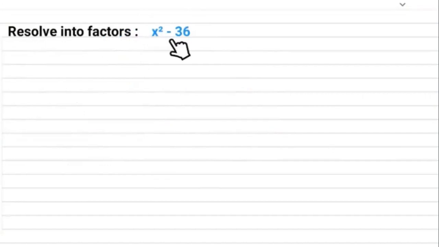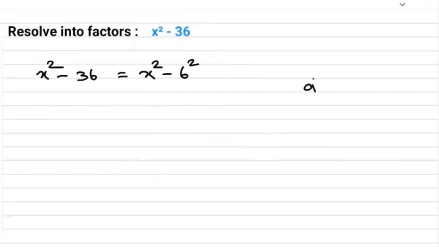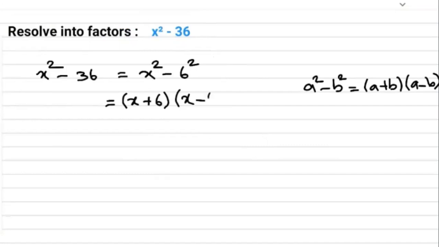Now using identities we are going to solve. x² − 36. So 36 can be represented as 6², right? 6 into 6 is 36. So this is in the form a² − b², which is equal to (a + b)(a − b). In the place of a we have x, and in the place of b we have 6. We are going to just replace. So (x + 6)(x − 6). That's it.